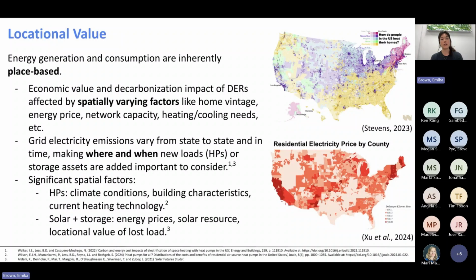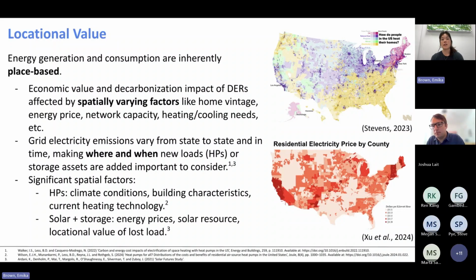Other ones that are important are things like home vintage, energy price, capacity, the heating and cooling needs, solar resource, different things like that. And then also administrative boundaries. So what kinds of incentives and subsidies are offered by your local government can play a huge role in how cost effective these technologies are. In addition, the grid electricity emissions in the US vary from state to state, as well as in time, which makes when and where new loads or assets like storage and solar are added very important to consider when decarbonization is a goal.